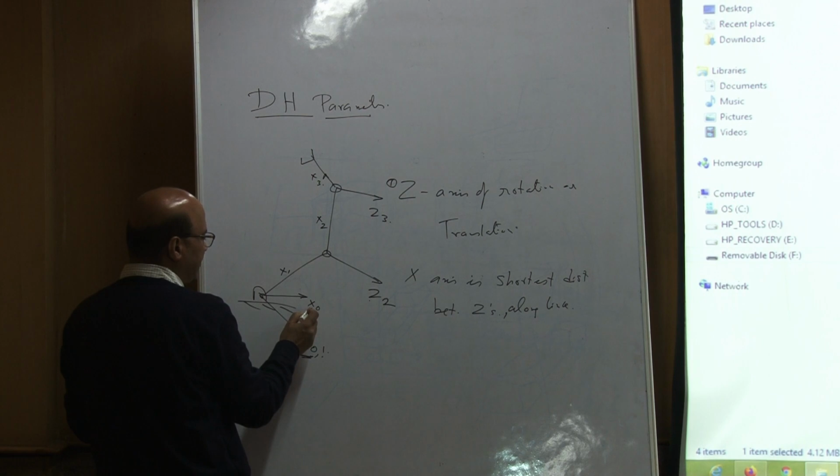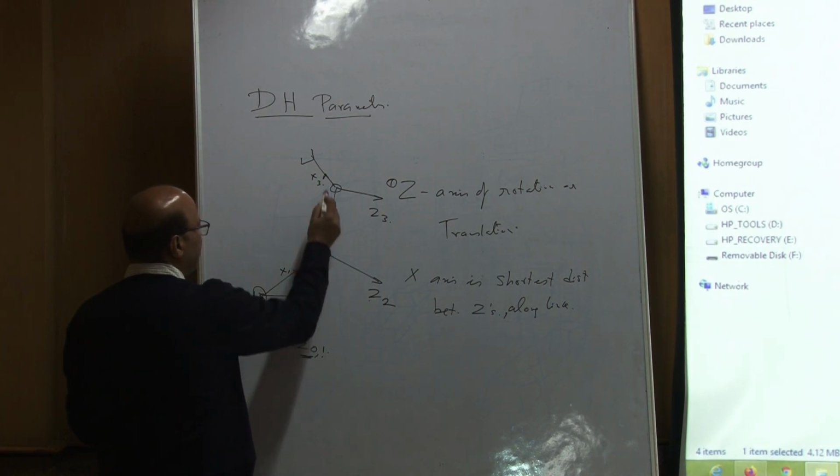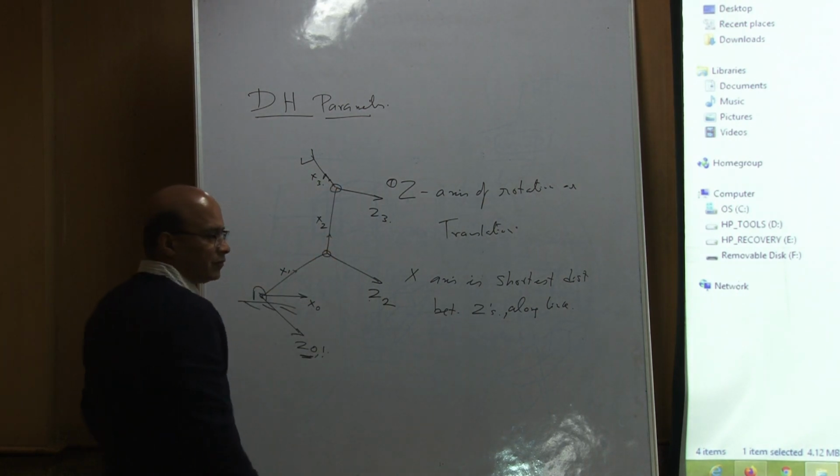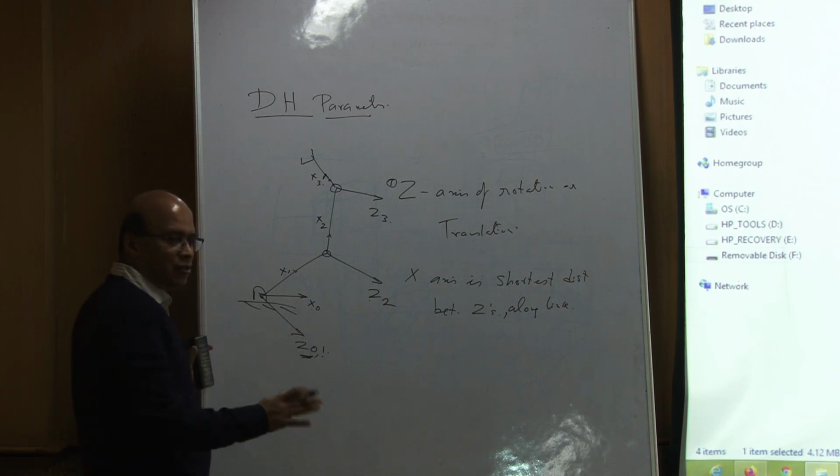The first x can be anywhere. The second one is along the link. It is the shortest distance also. Okay. Y-axis is not required.